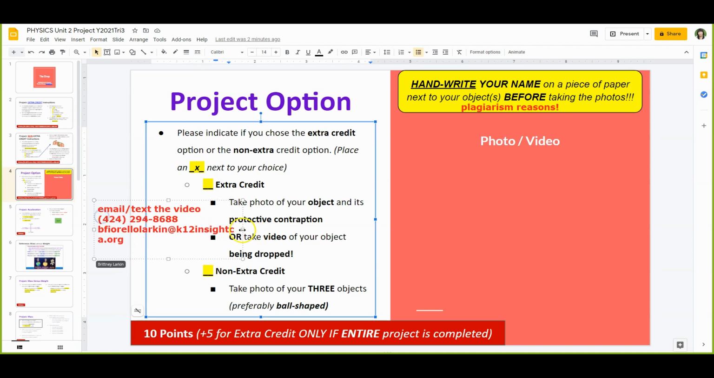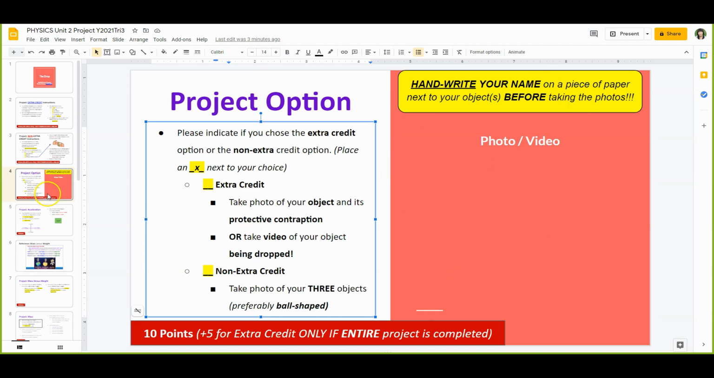Let's take a look at the non-extra credit version. For the non-extra credit version, you just need to take a photo of your 3 objects. Again, your name does need to be next to them. I do need to know that they're your actual objects that you are dropping, preferably ball-shaped and preferably bouncy. So that's what you will include here: just your photo.